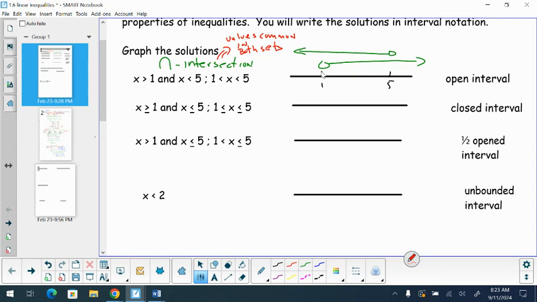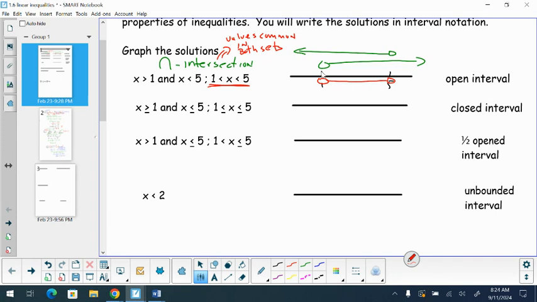Well, if I take a look at the values that are common in both sets, what values are common in both sets here, Judah? Values between 1 and 5. Is 1 and 5 common in both sets? No, because 1's not in the first set, 5's not in the second set. So if I look at my solution here, I'd have an open dot on 1, open dot on 5, and a line in between. How else this can be written is x is greater than the value 1 and also x is less than the value 5. x is in between 1 and 5. I want the values of x between 1 and 5.